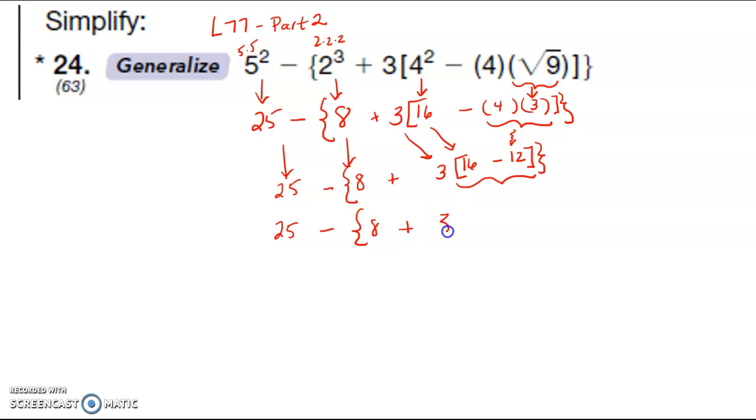Please do not try to do more than one operation at a time. 16 minus 12 is 4. Okay, we'll just do that. I think I just got rid of those brackets.